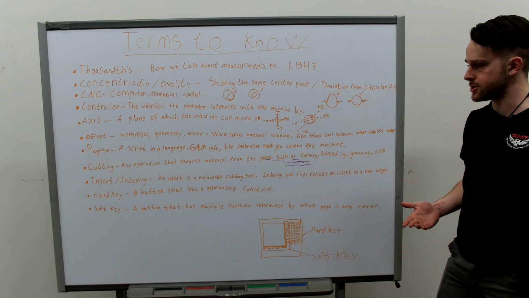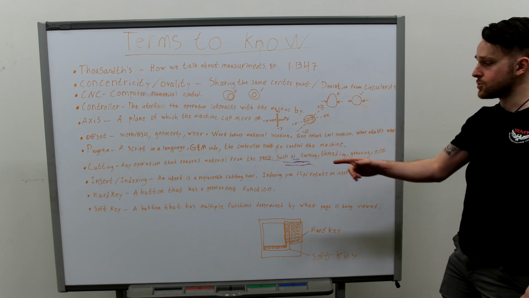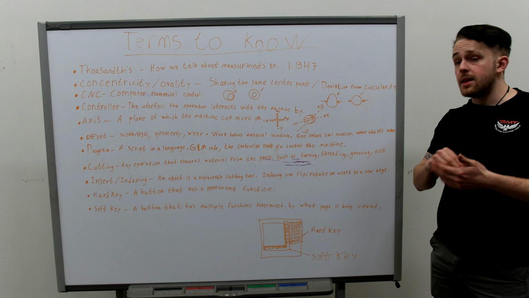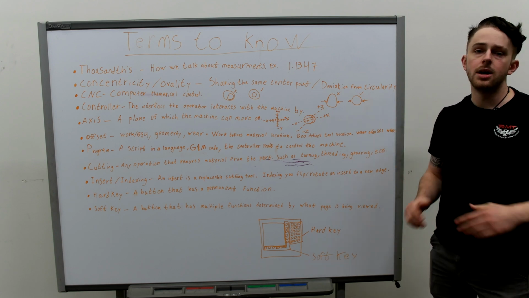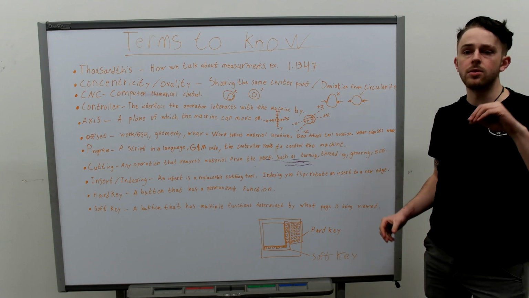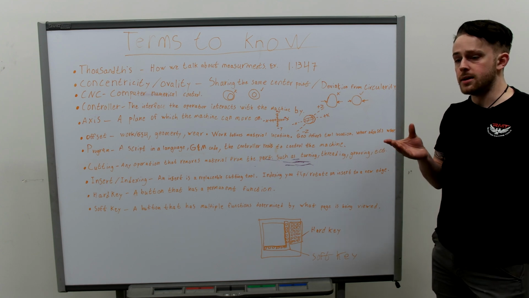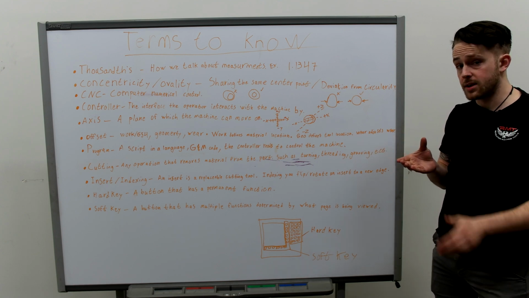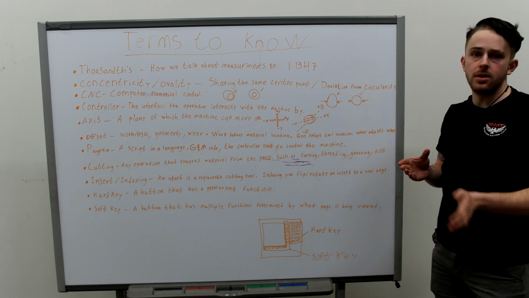Inserts and indexing, this is a pretty obvious one, but the inserts are the actual implement that cuts the part. Most everything that we use in our TGBs is carbide. They are replaceable, so the tool holder holding onto the insert is supposed to be a permanent fixture that never gets replaced, unless we crash it, but the insert is removable and replaceable.